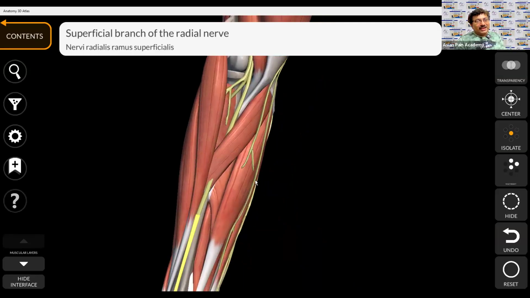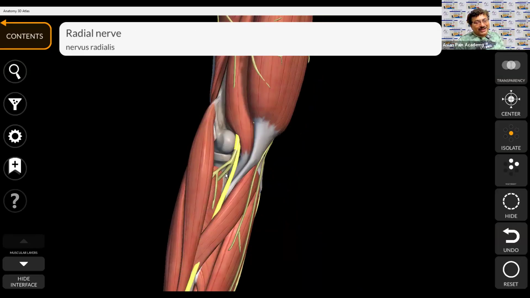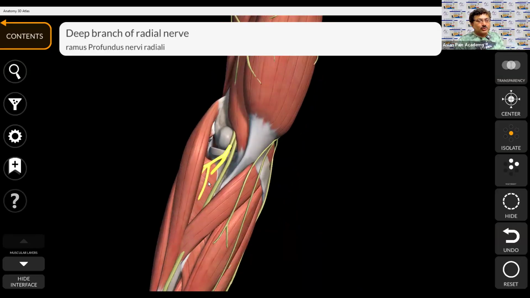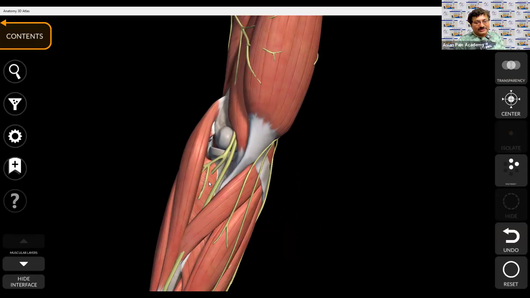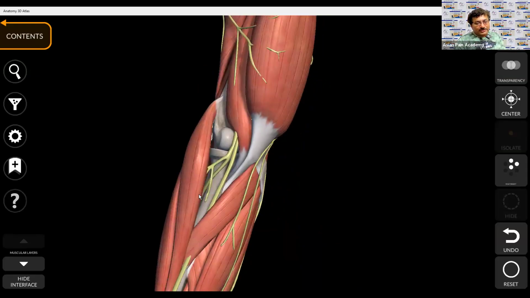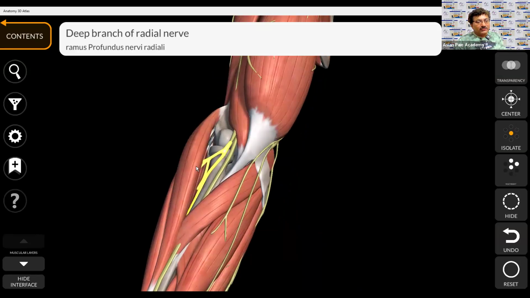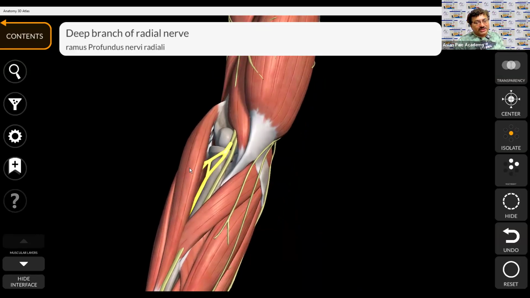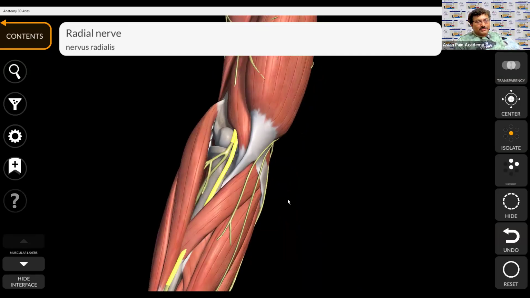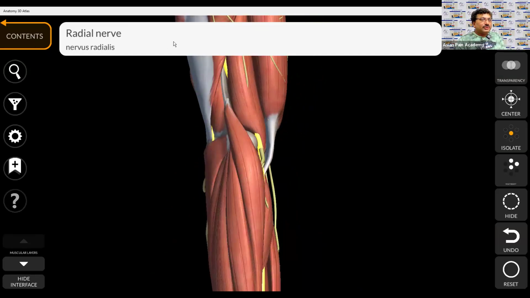Whereas here, if we look at, there is another branch, that is the deep branch that goes into the supinator muscle, and then it goes as a posterior interosseous nerve. So it is going for the posterior interosseous nerve. Remember, posterior interosseous nerve is mostly a motor branch, whereas the anterior branch of the radial nerve is usually the sensory part of it. Okay, so we have understood the nerve as well. Let's come back to the presentation and let us discuss a little.